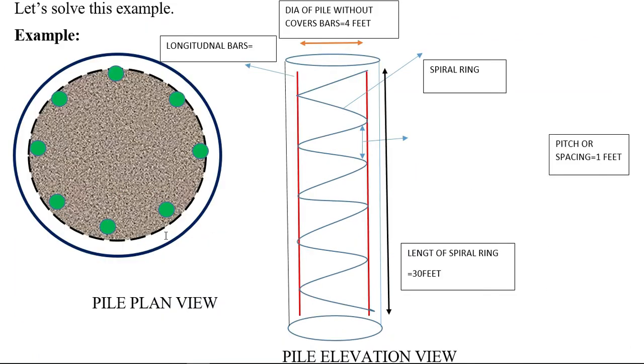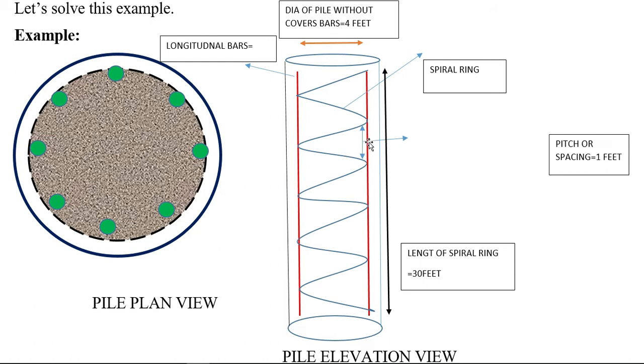Here you can see this is the pile plan view and this is the pile elevation view. In the plan view you can see these green color longitudinal bars, and this is the concrete filled inside, and this is the concrete cover outside. Here in the plan view you can see the dia of the pile without concrete covers. The dia of pile at the top and at the bottom remains the same. From the top to the bottom it is 4 feet, and these red color lines are the longitudinal bars in the elevation view, and these are the spiral rings provided in the pile.